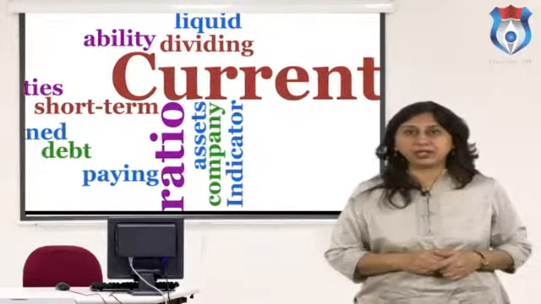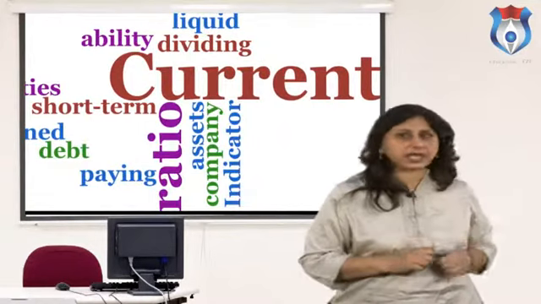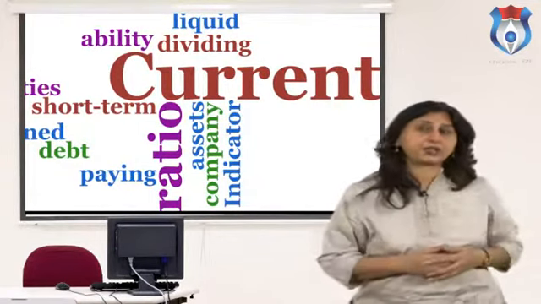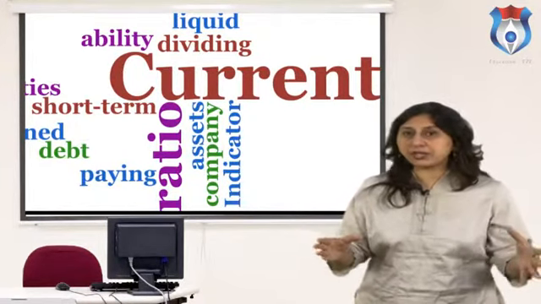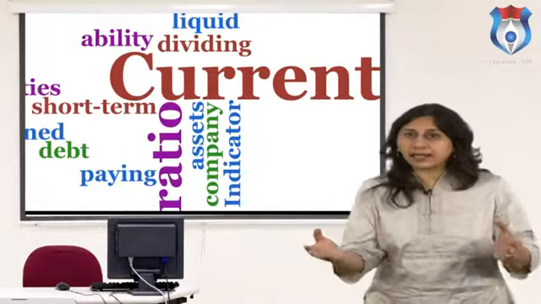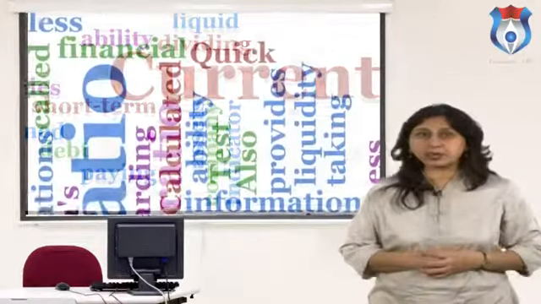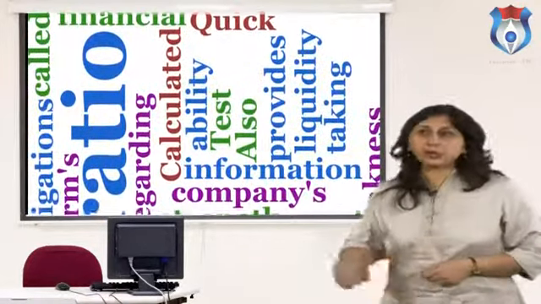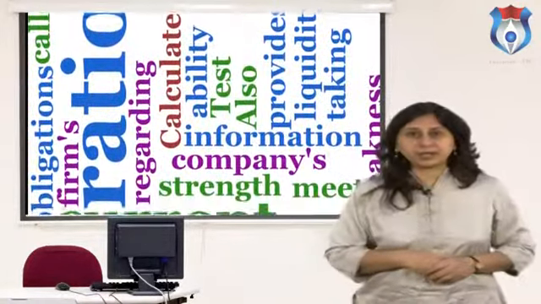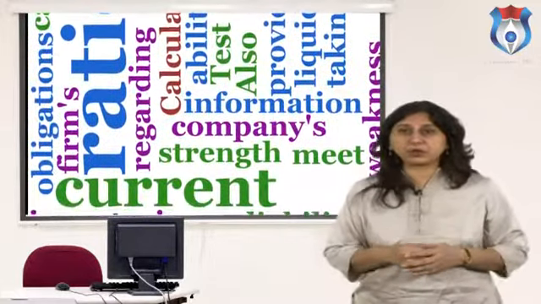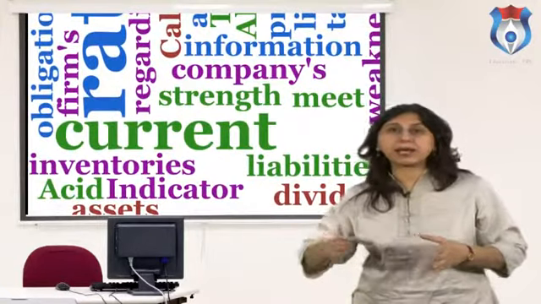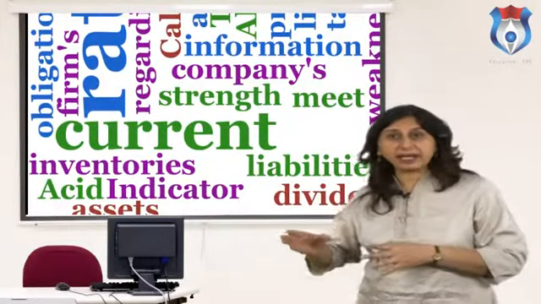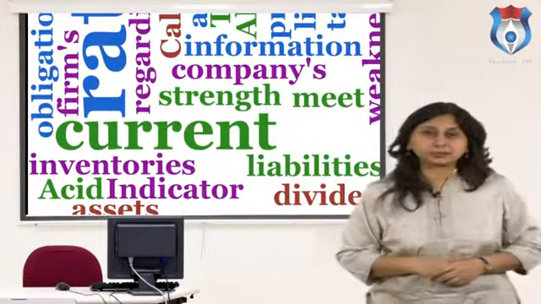Quick ratio. The quick ratio is a tougher test of liquidity than the current ratio. It eliminates certain current assets such as inventory and prepaid expenses that may be more difficult to convert to cash. The quick ratio is defined as follows. Quick ratio is equal to current assets minus inventory divided by current liabilities.